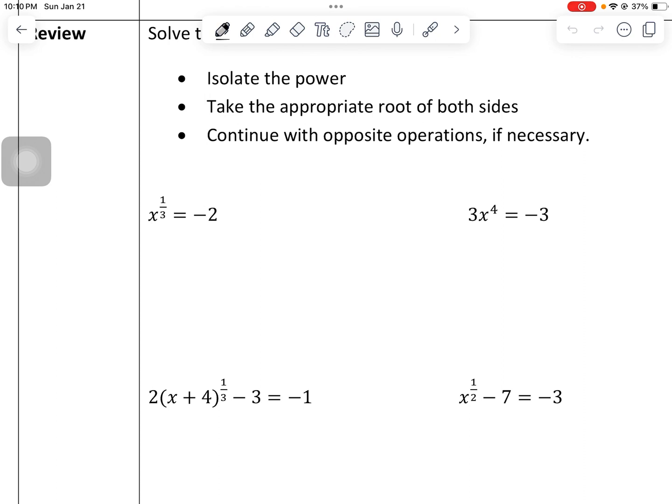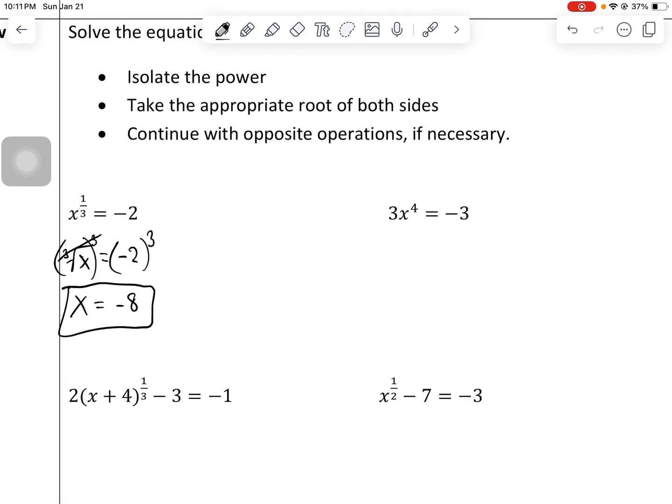So in this first example, we haven't seen one quite like this yet. Normally we would do the cubed root if it was x to the 1/3. And if we rewrite this as the cubed root of x, keep the -2 on the other side. Now we want to undo the cube root by taking the cube. That's the inverse operation. So then these will reduce down to just x, and -2 to the third power is -8.